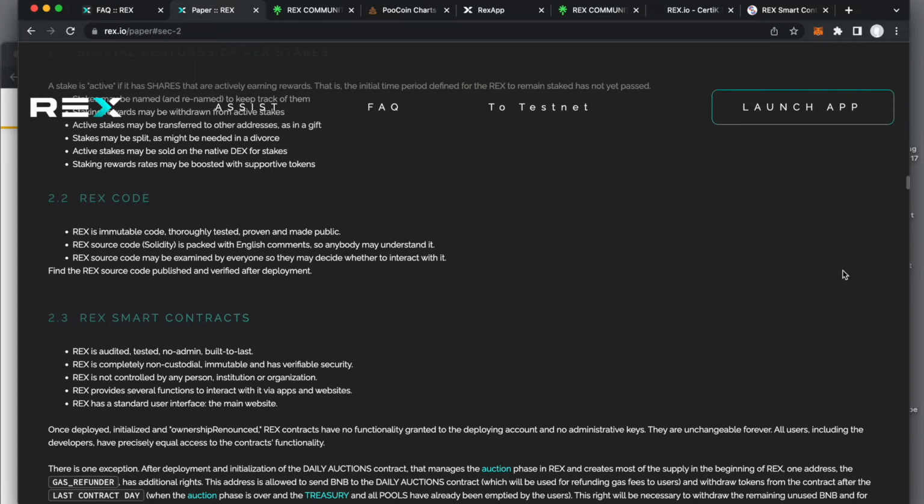And the audits will be very clearly posted on the Rex.io website as soon as they're completely finished, which will happen after the launch, or maybe very, very slightly just before the auctions begin.